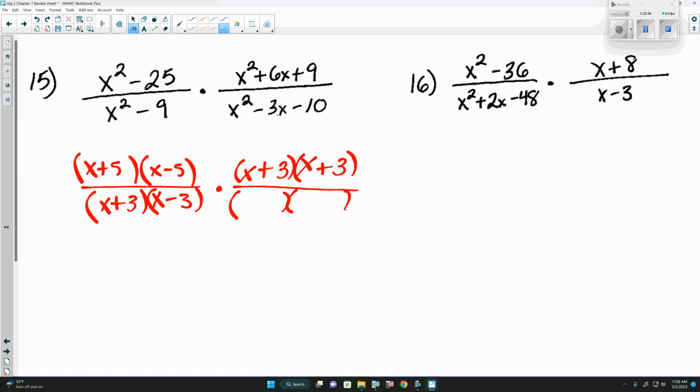The denominator, x squared minus 3x minus 10. So since the third term is negative, the signs would indeed be opposite, positive and negative. Factors of x squared are x and x. 5 and 2. Since the middle term is negative, we want the 5 to be negative.